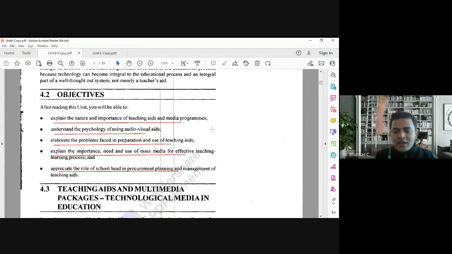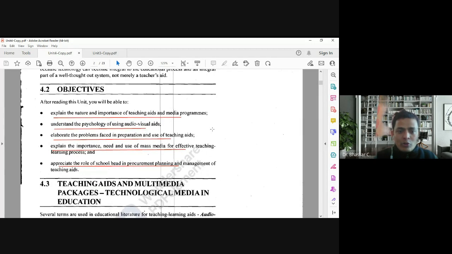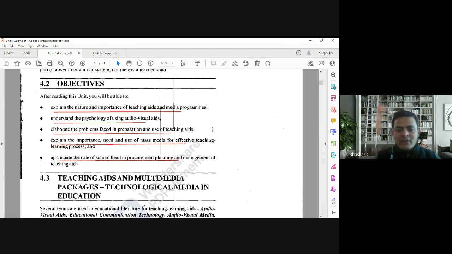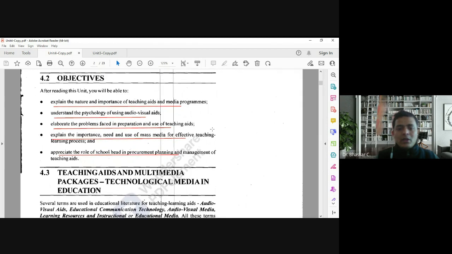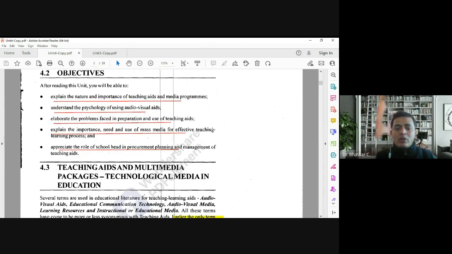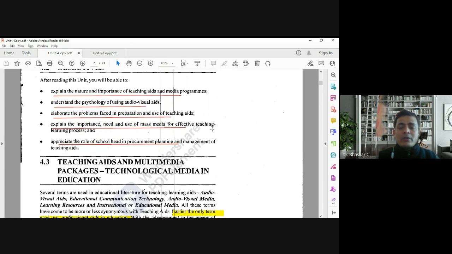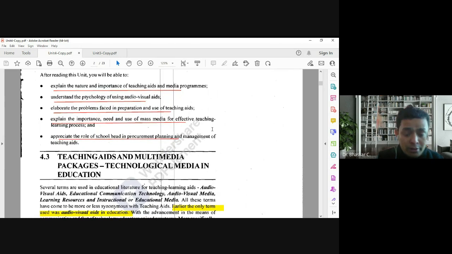So these teaching aids and media programs, this we have to understand. These are also the objectives of this particular unit. See, I have highlighted with the red color the nature and importance of these things. Now, what is the psychology of using audiovisual aids? Because if we are not familiar with the psychology, psychology of whom? Psychology of teachers, managers, school heads, and the learners, right?